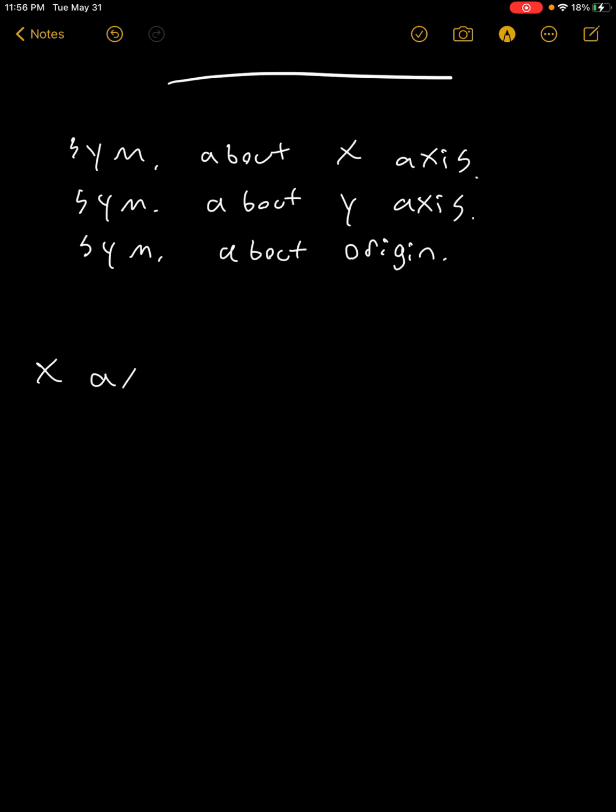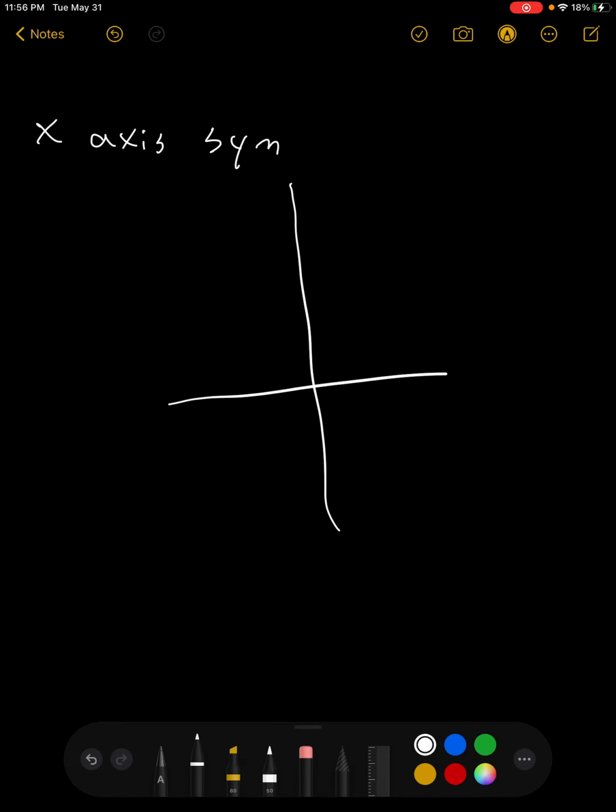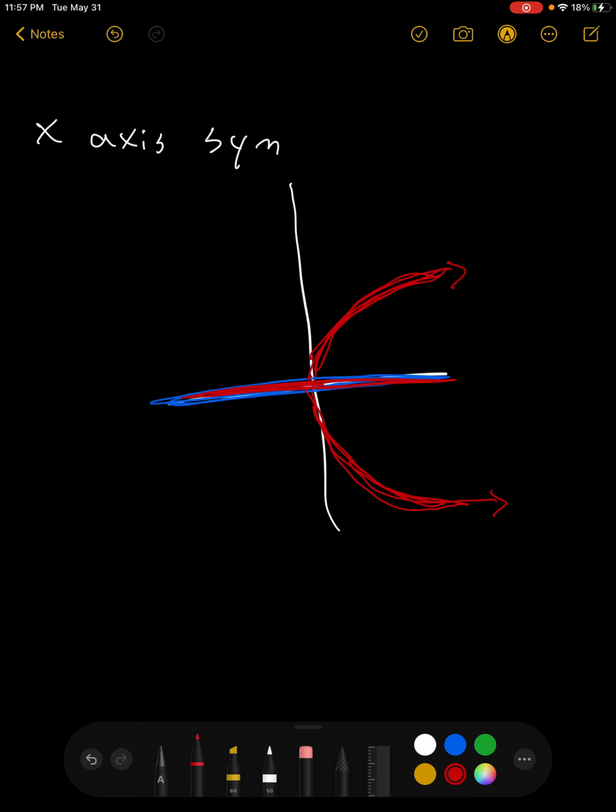So if we look at x-axis symmetry first, that's when the x-axis is sort of acting like a mirror. So say we have a graph of some relation. I'll do it in red. Notice how this graph in red is symmetric about the x-axis in the way that the x-axis is acting like a mirror, or this portion of the graph is the mirror image of this portion, provided that the x-axis is the mirror. So that's what we mean by x-axis symmetry.